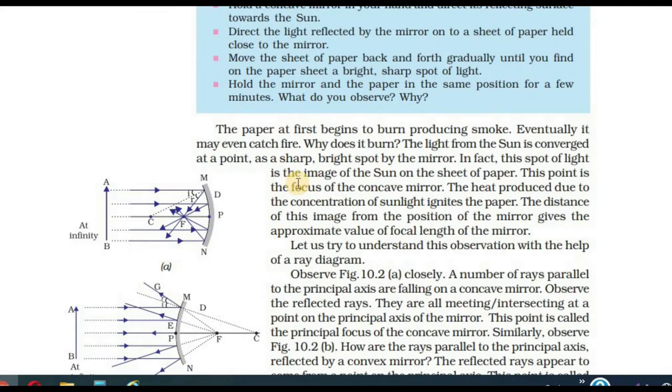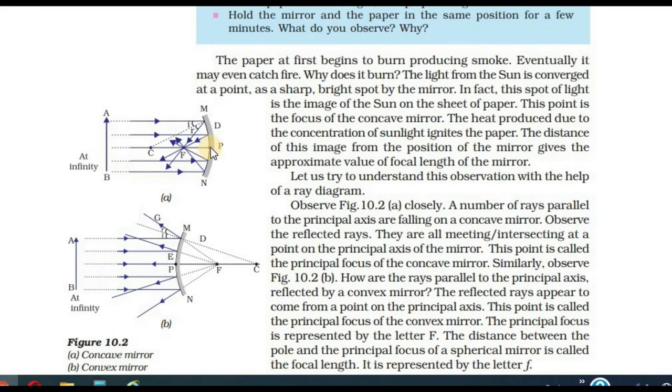Okay, we can have that picture here. This is the P. What is P? P, or pole, is the center of the reflecting surface. This is a concave mirror, curved inwards. The pole P is the center of this reflecting surface. Whereas in this case, this is a convex mirror. Here P is also the center of the reflecting surface. So first we have the term pole. What is meant by pole?